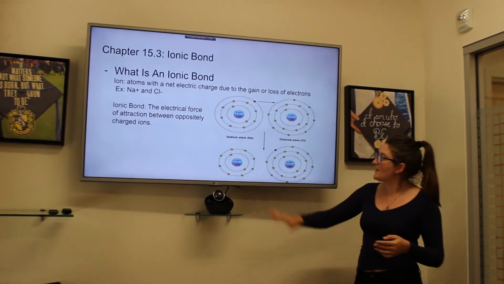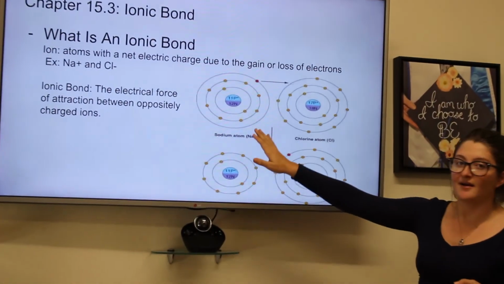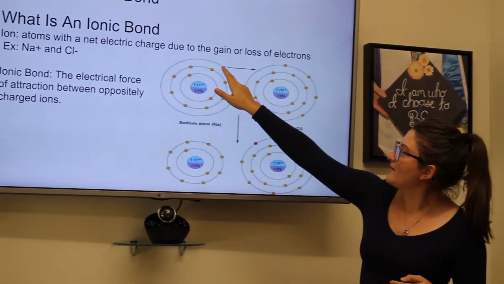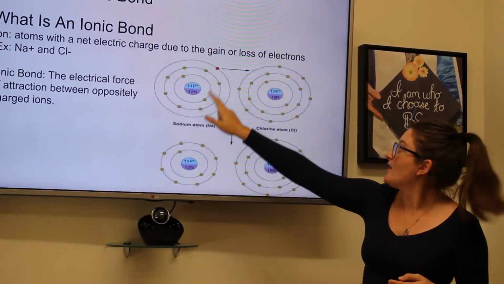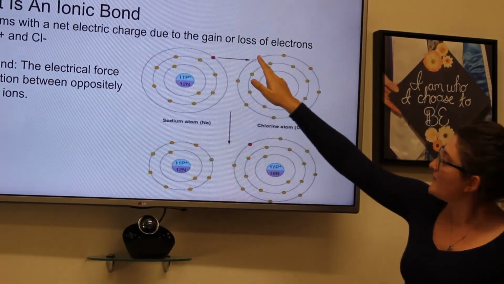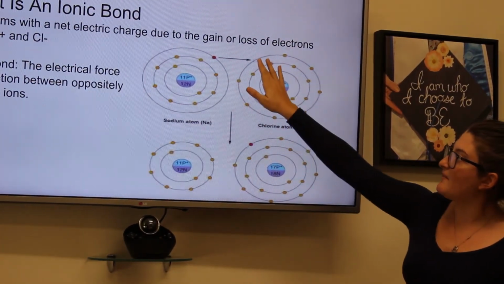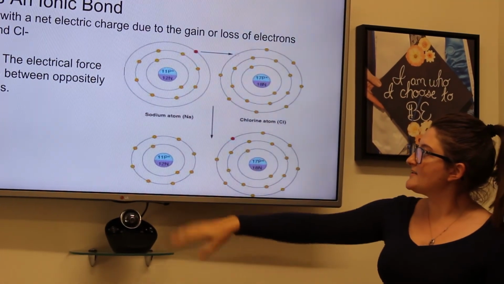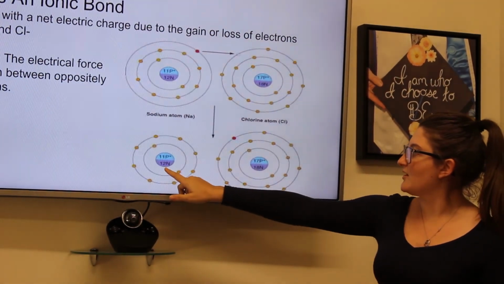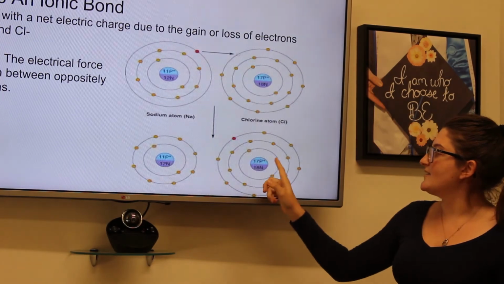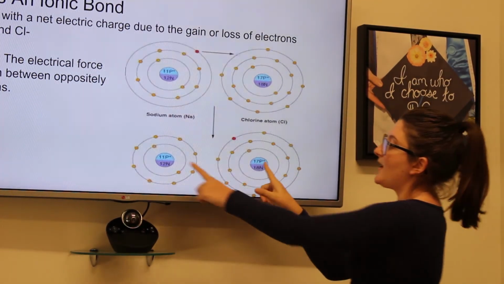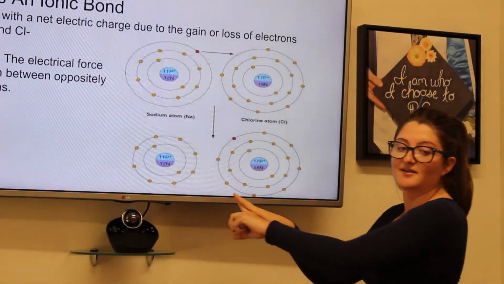So here we see a sodium atom has 1 valence electron right here. And this electron is given to chlorine to make this a happy 8 and this a happy 8. This is now positively charged, and this is negatively charged. So these 2 ions would now be attracted to each other.